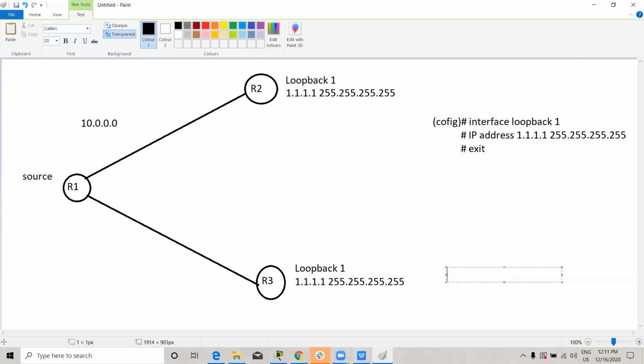That /24 denotes the subnet mask. 24 means 24 bits are for the network in class C, and 8 bits for hosts. So if there is 192.168.1.0/24 and here a class A network, this one is /8.